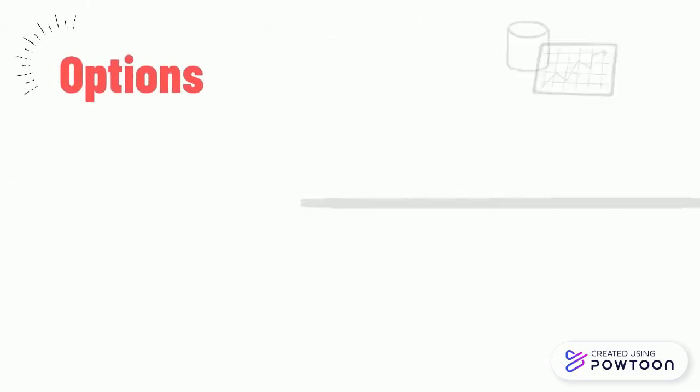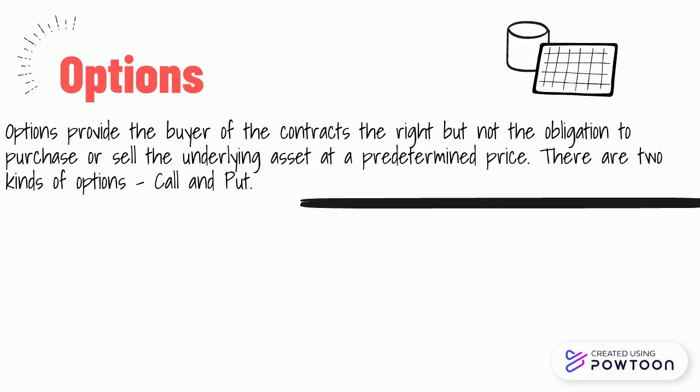The third derivative product is options. Options provide the buyer of the contract the right but not the obligation to purchase or sell the underlying asset at a predetermined price. There are two kinds of options, call and put. A call option in derivative trading gives the trader the right but not the obligation to buy a given quantity of an asset at a given price.